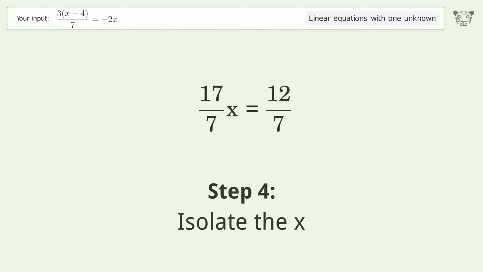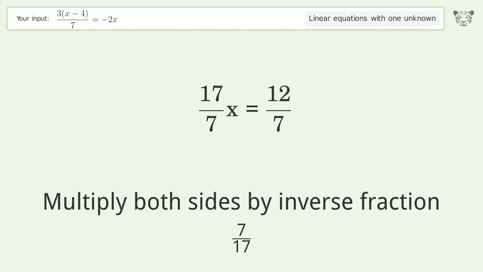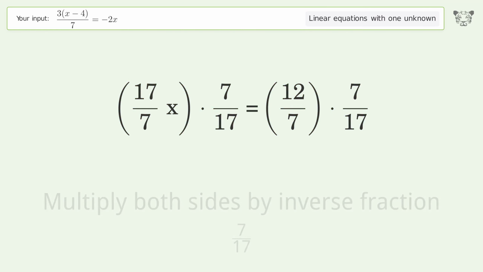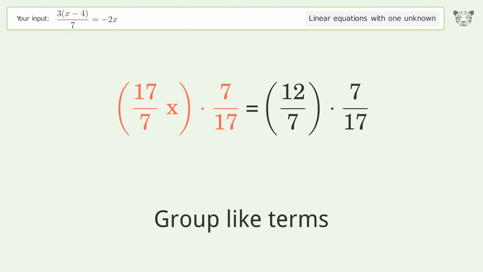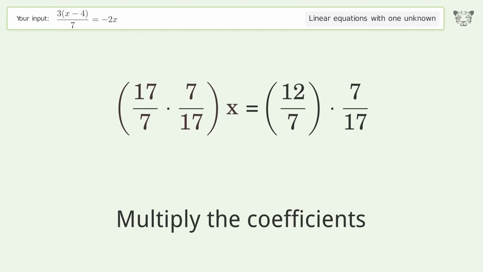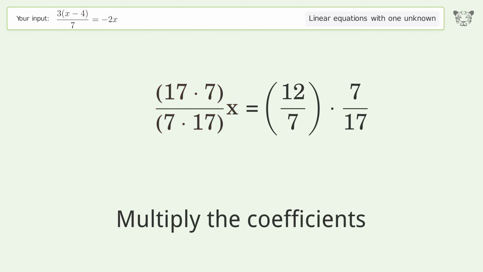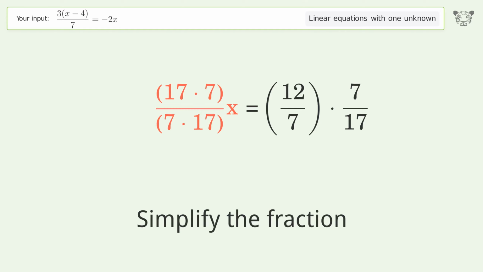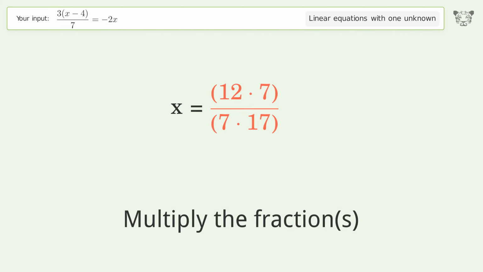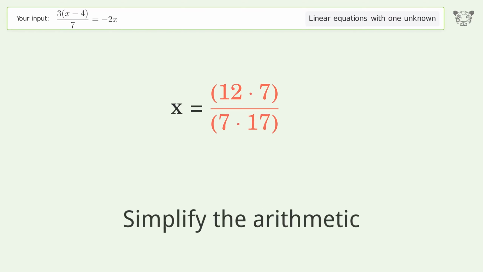Isolate the x. Multiply both sides by inverse fraction 7 over 17. Group like terms. Multiply the coefficients. Simplify the fraction. Multiply the fractions. Simplify the arithmetic.